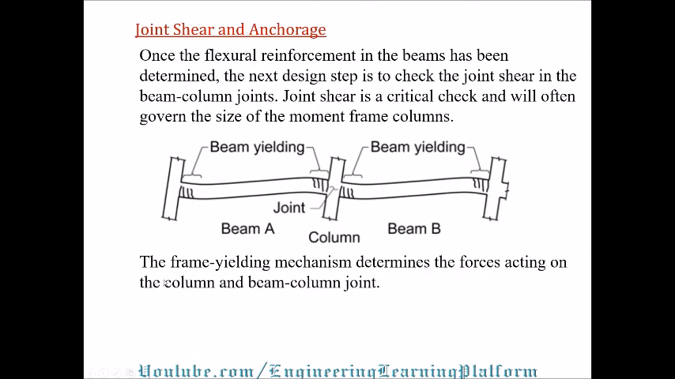Joint shear and anchorage. Once the flexural reinforcement in the beams has been determined, the next step is to check the joint shear in the beam-column joints. Joint shear is a critical check and will often govern the size of moment frame columns. Especially in seismic design, shear has a very special criterion for sizing the columns. The frame yielding mechanism determines the forces acting on the beam-column joint.